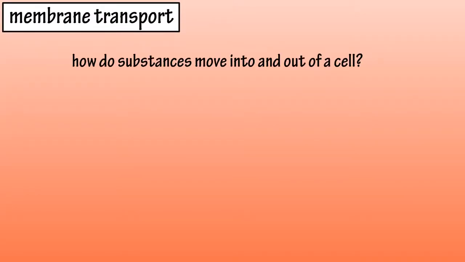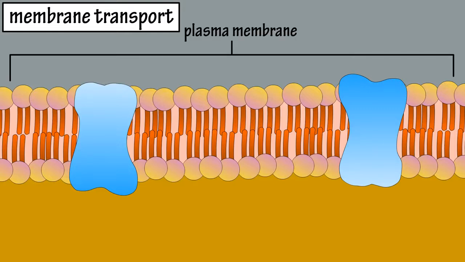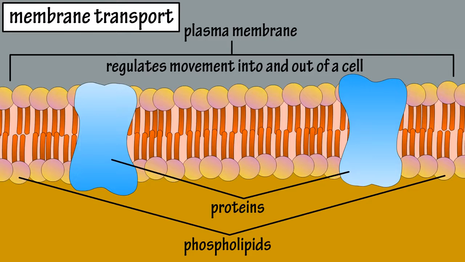Membrane transport. So how do substances move into and out of a cell? Well, cells have a plasma membrane that acts like a fence, and this plasma membrane is what regulates what moves into and out of a cell. The membrane is comprised mainly of phospholipid molecules and has protein molecules scattered throughout its structure.